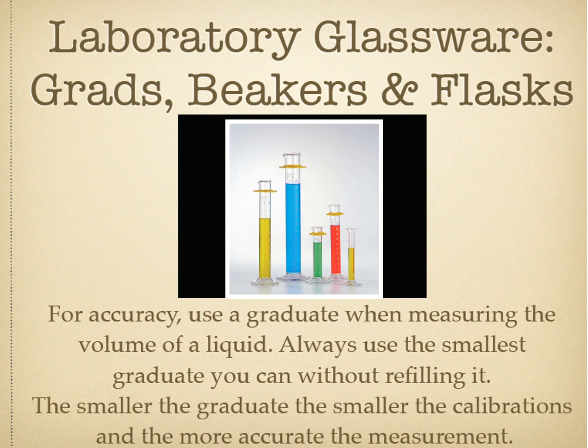Okay, so for accuracy, always use a graduated cylinder to measure volume. Always use the smallest graduated cylinder you can without overfilling it. So if you want to measure 30 milliliters, you have to use a 50 milliliter graduated cylinder. 25 won't work. Always read the bottom of the meniscus for the most accuracy. And that's it. So you will finish the worksheet given out in class to find the different measurements of the graduated cylinders.